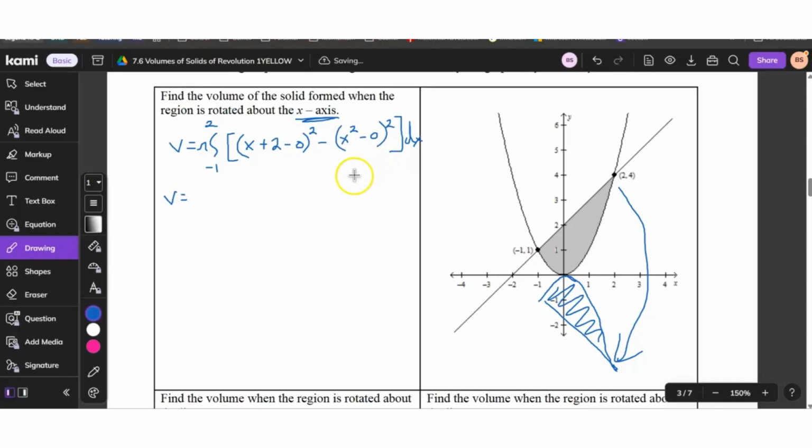All right, so it's going to be pi times the integral from -1 to 2. We can simplify this. This is really just x plus 2, and it's really x plus 2 squared. Since you all paid lots of attention last year in pre-calc, you know that x plus 2 squared is x squared plus 2 times the middle term, so 4x, plus the last term squared. No, that's not true. And then x squared squared is x to the 4th.